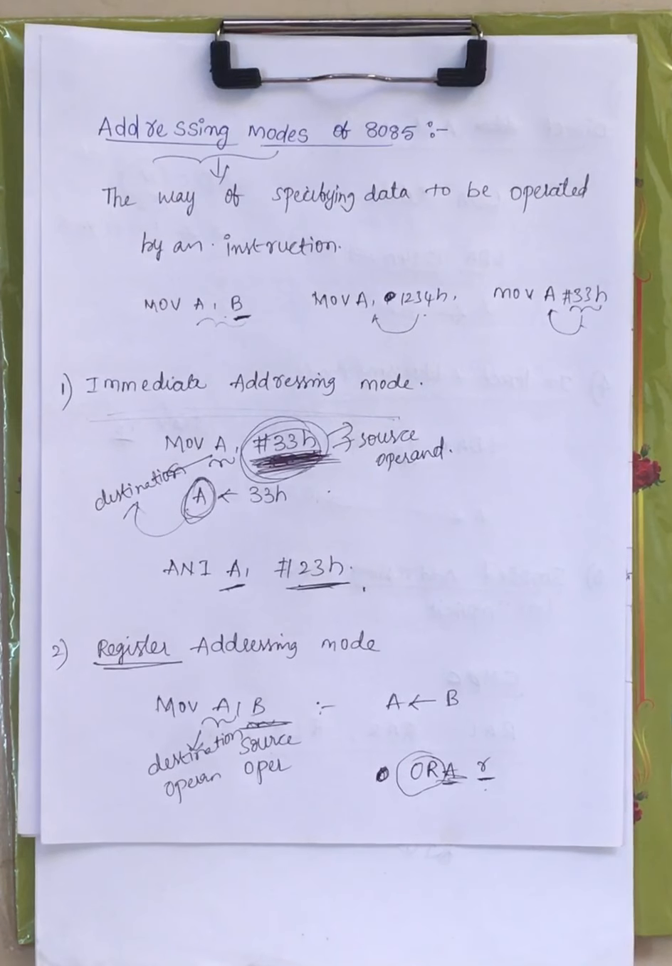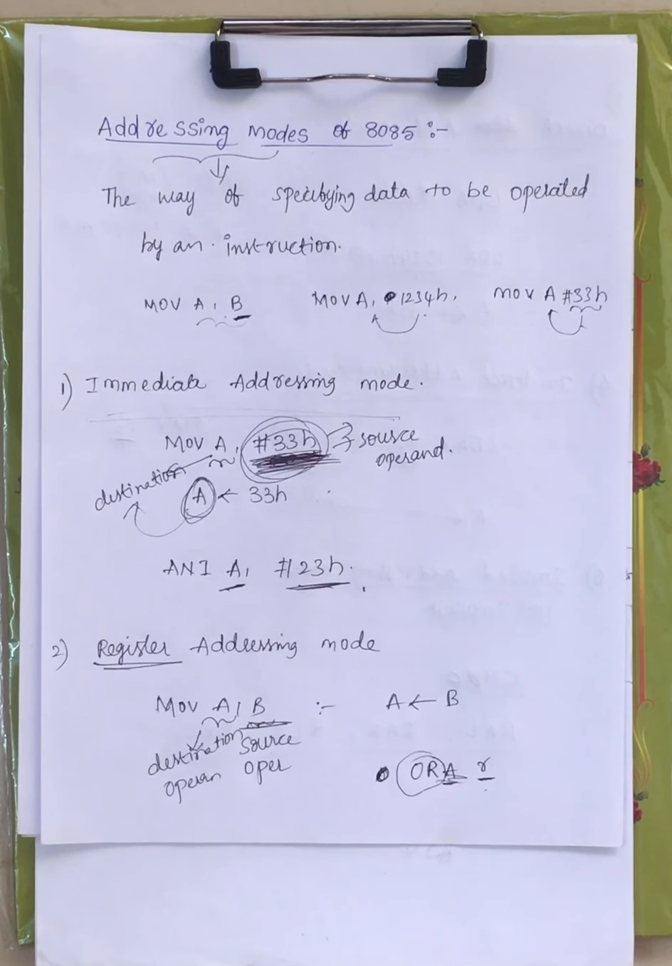Here we are specifying the data, which is nothing but specifying the source operand given in an instruction. That is the addressing mode. Addressing mode is nothing but the way of specifying the source operand given in an instruction, the way of specifying data that is to be operated on by an instruction, right?